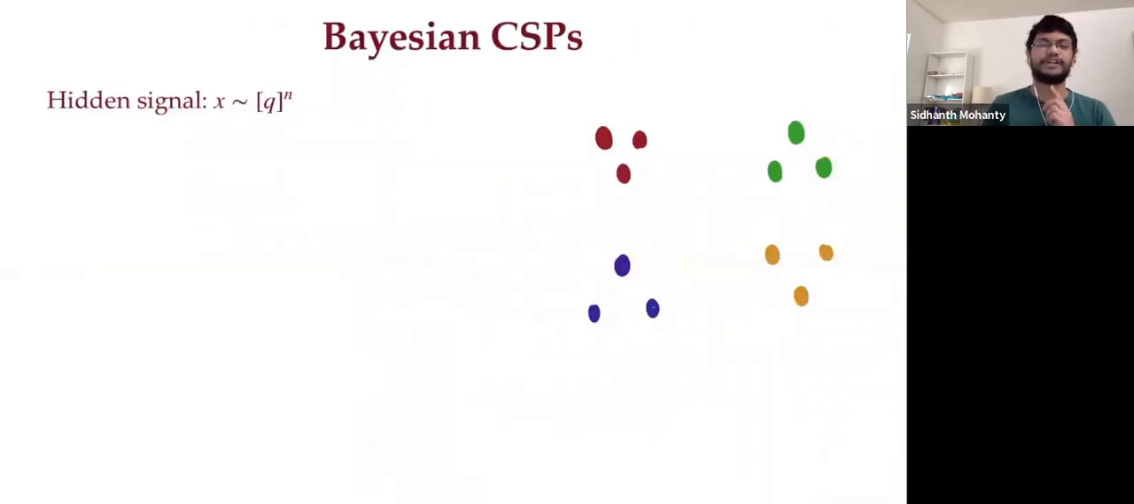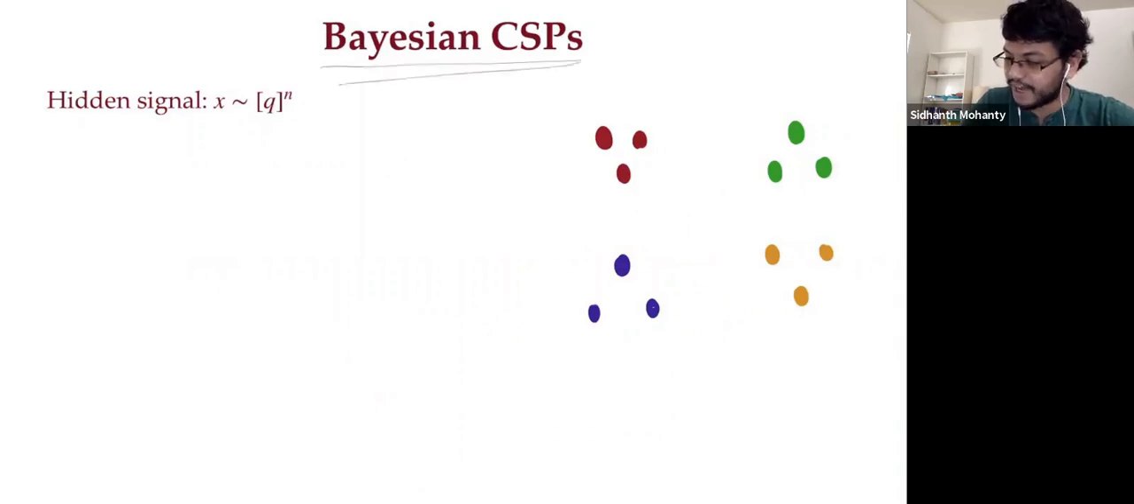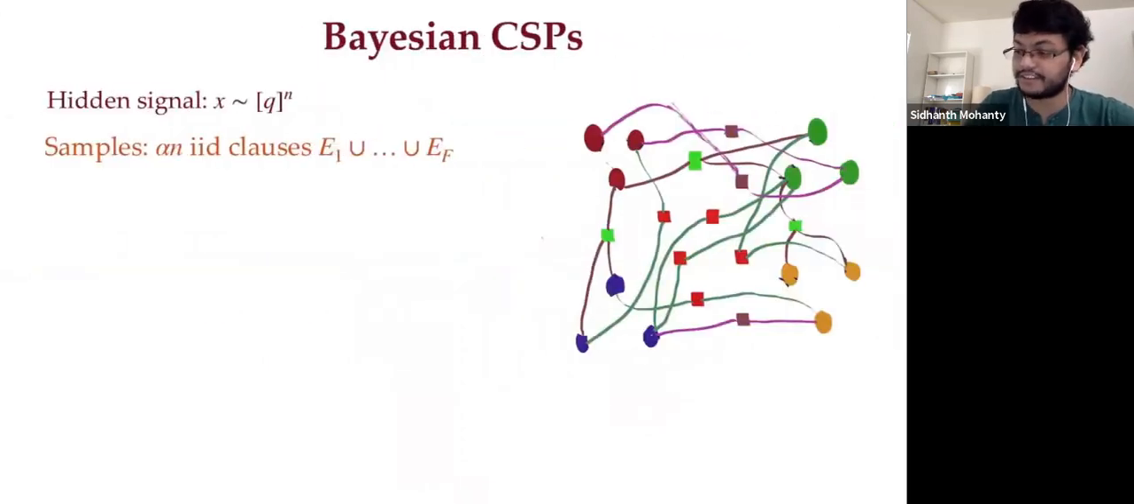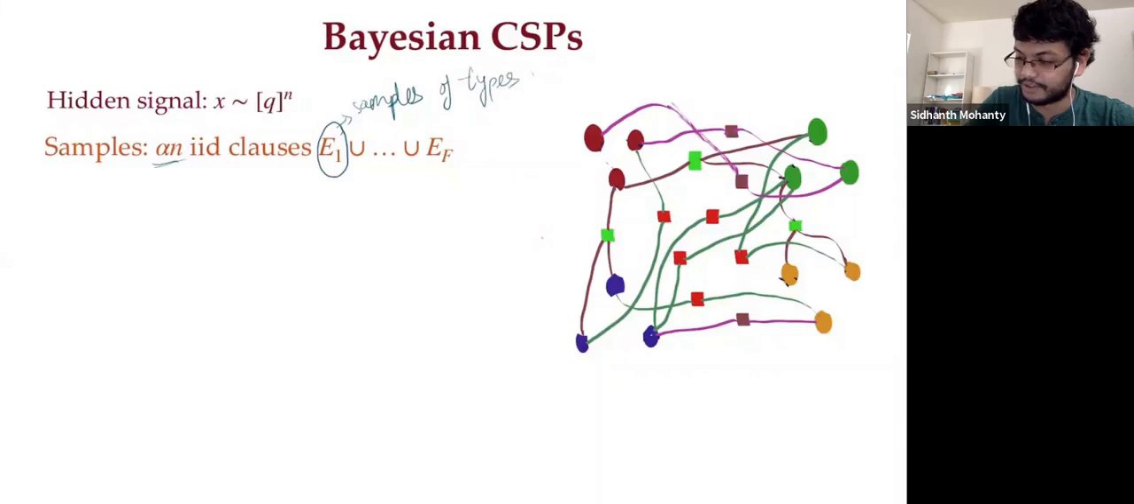So the general model of problems that we will be studying are what we call Bayesian CSPs. The generic setup is there's a hidden signal, and then you get a collection of alpha times n samples. Each sample you get has one of F types. So we're going to use E1 to denote all the samples of type 1, E2 to denote all samples of type 2, and so on.